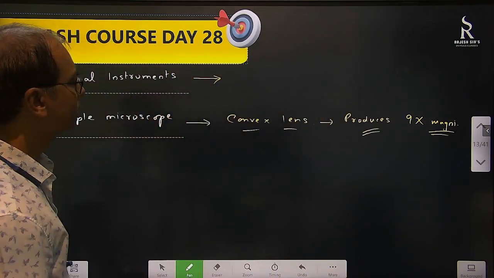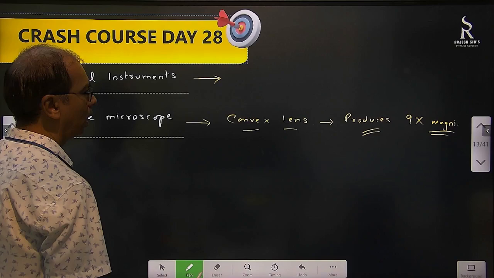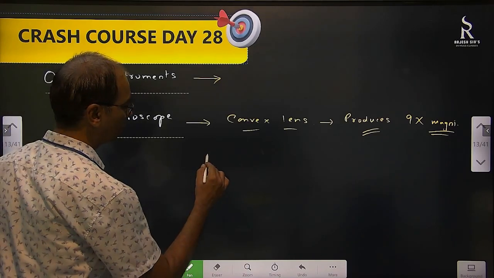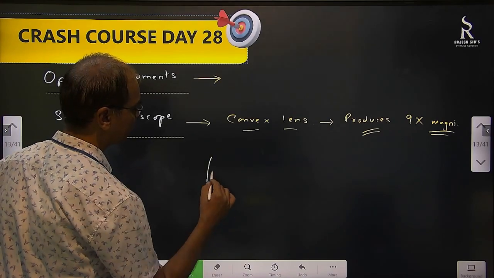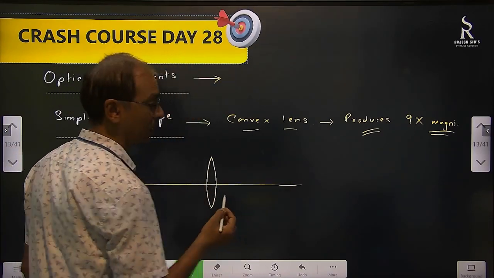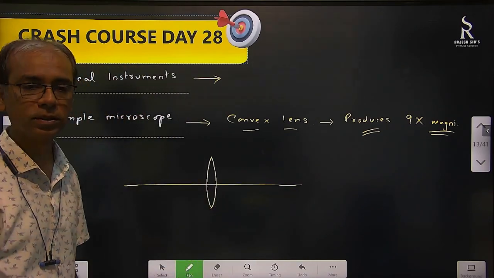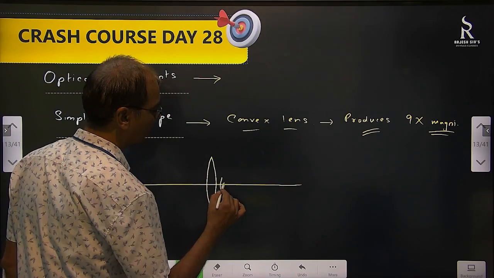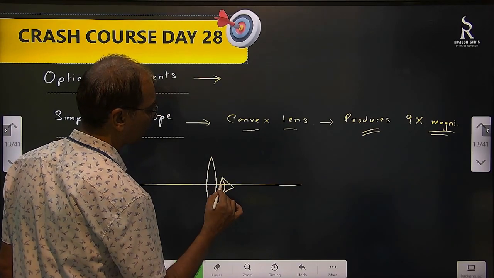Okay, so if it's a convex lens, then how is it going to help us as far as viewing is concerned? So if this is a convex lens like this, and a convex lens makes what type of images? We say it makes real and also virtual. But here this has to be seen by the eye. You have to put this lens in front of the eye.